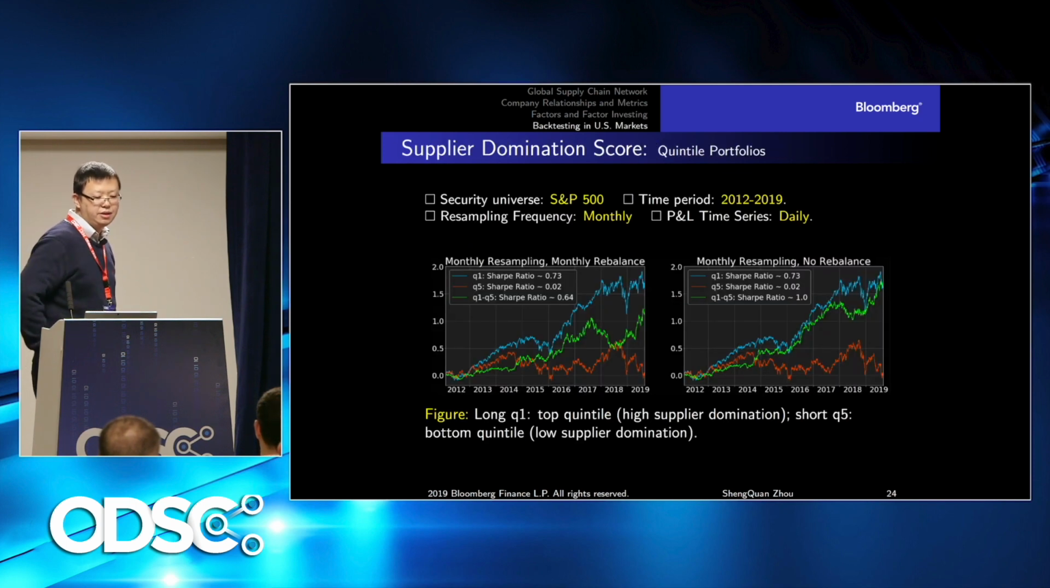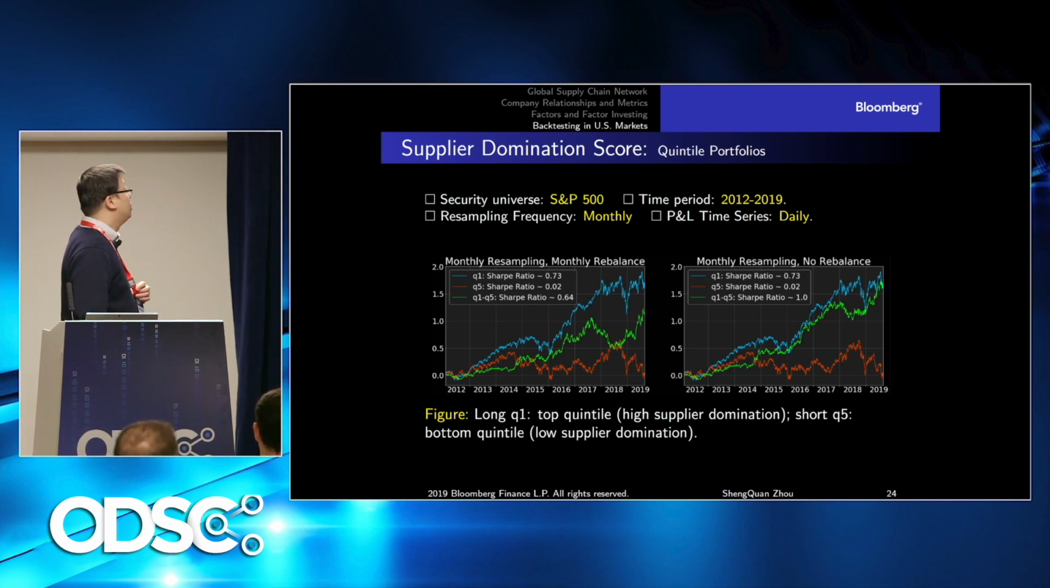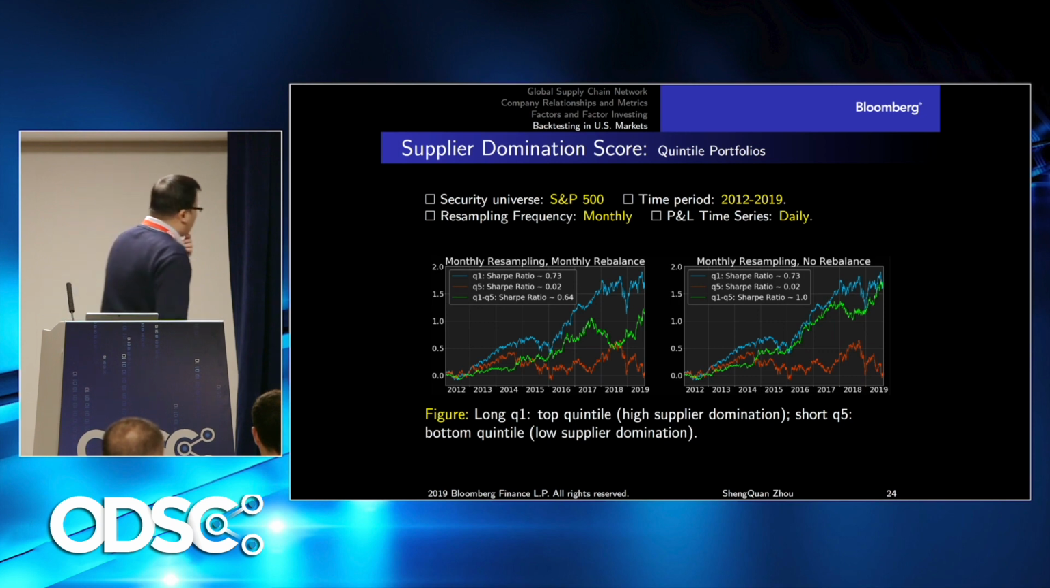So, okay, this is the last section. We're going to test the various metrics we talked about earlier. I'll test the domination score. The security universe will be the S&P 500, time period 2012 to 2019. We rebalance, or resample, monthly, and of course the portfolio time series can be measured every day, right? It's daily. So there are two charts here.